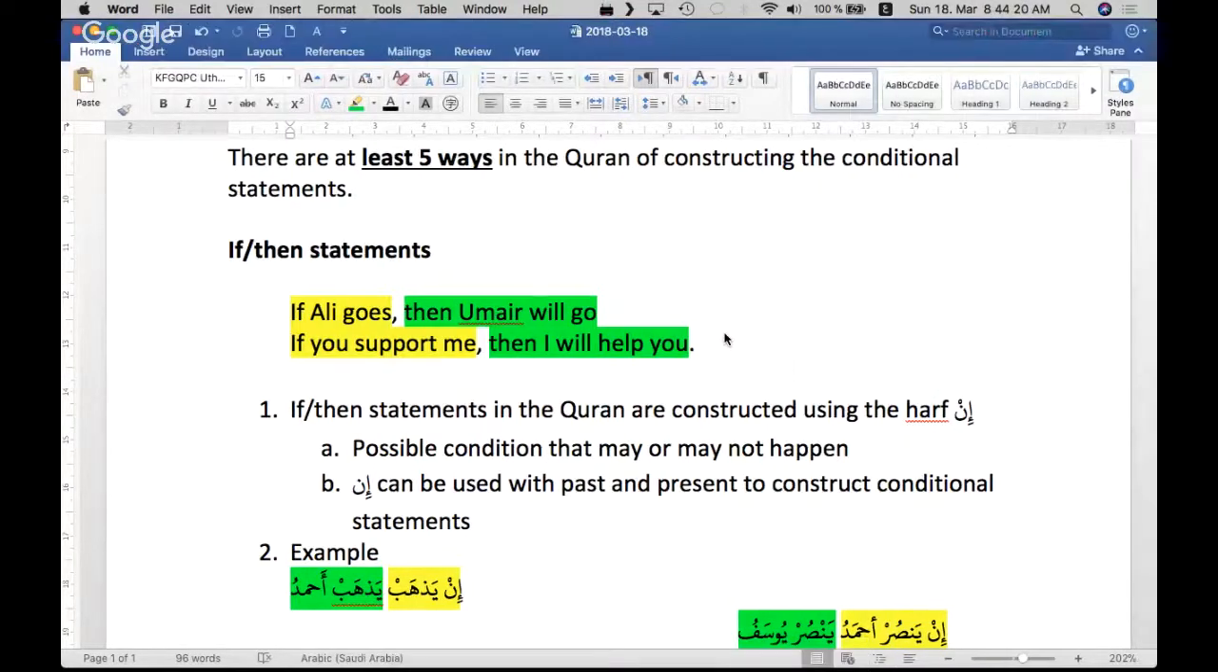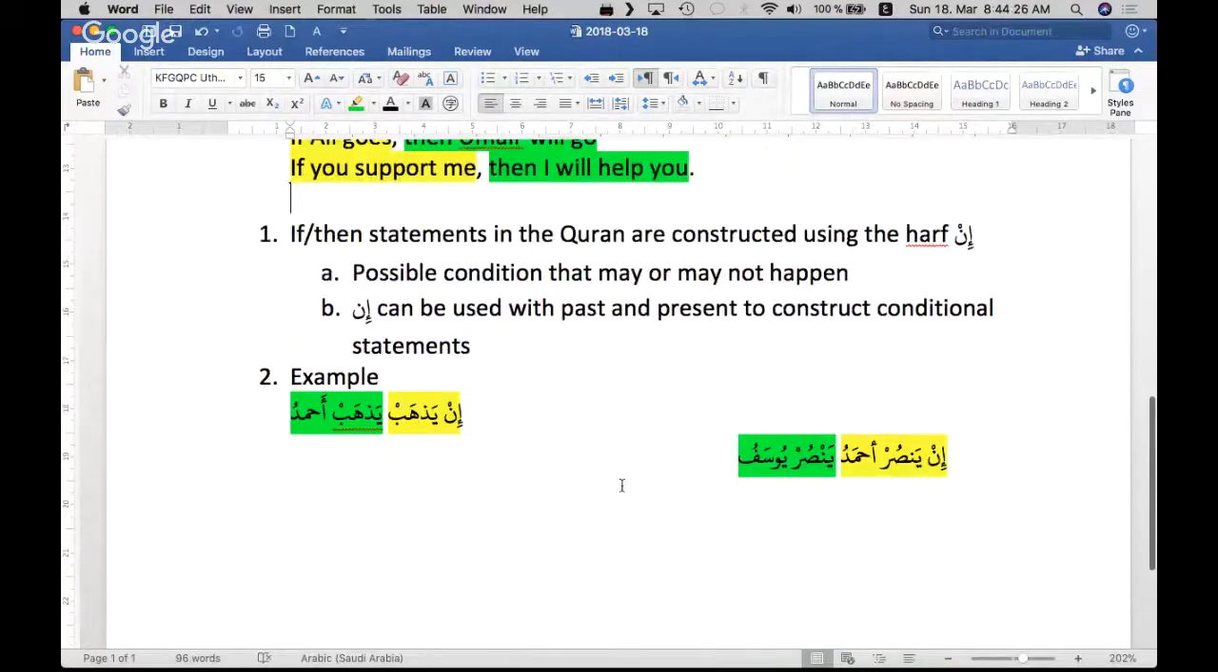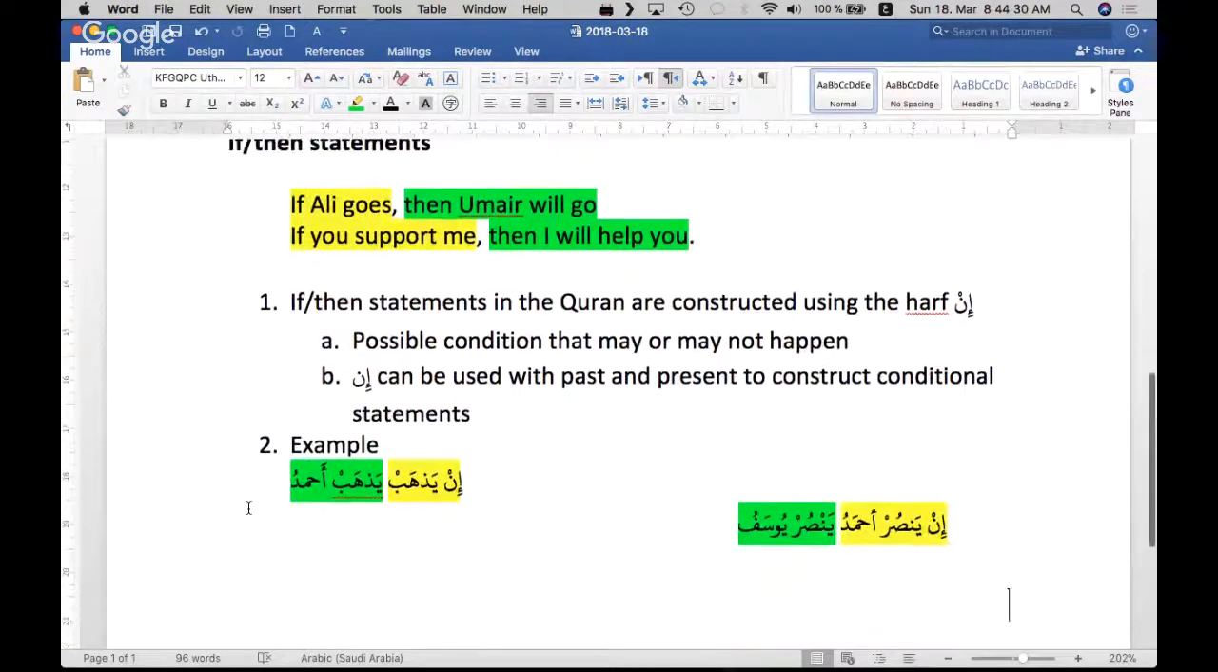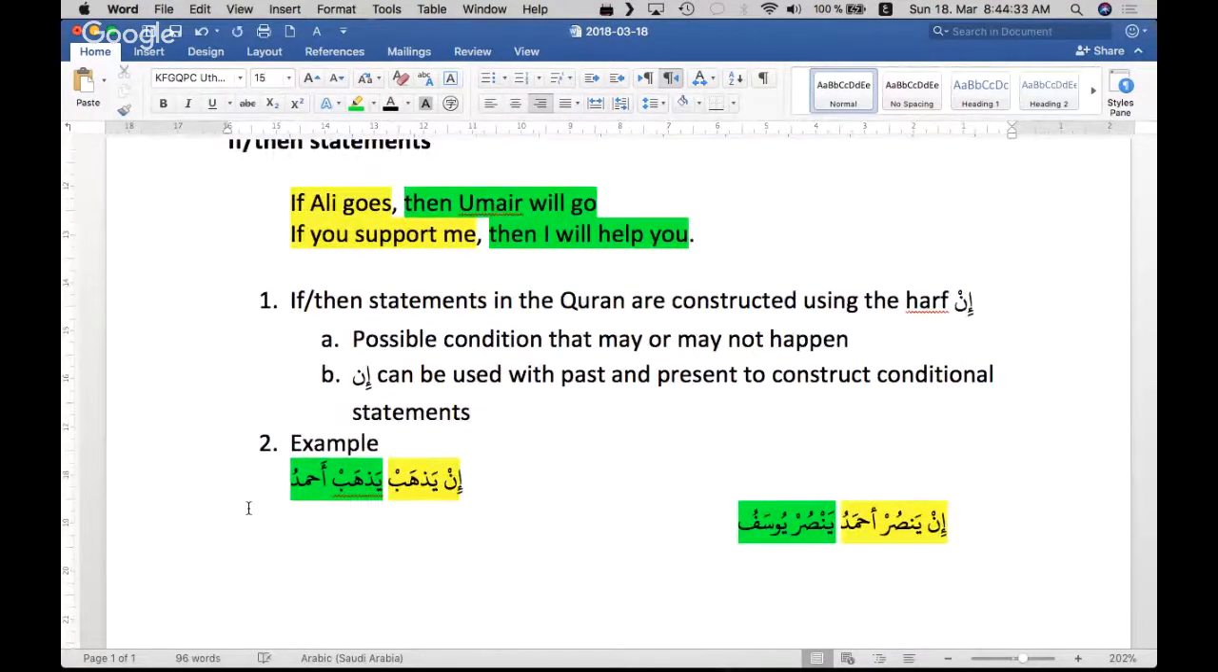So the next category of condition is something that you know already. You have studied it, but let me remind you of that as well. So the next category is conditions with ma and man.